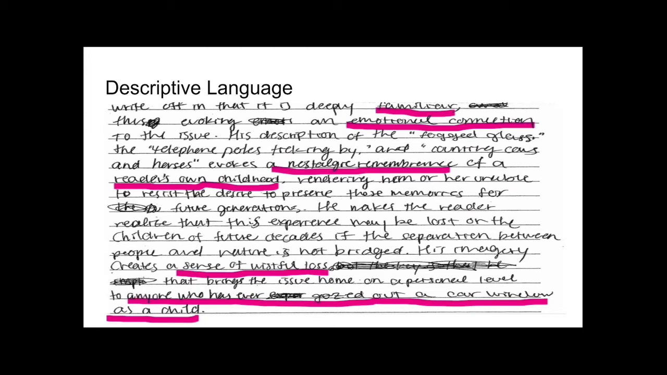Now let's look at the same student's descriptive language. The way that the student then talks about the quotes in order to develop the why of her claim, or his claim. Familiar, deeply familiar, emotional connection, nostalgic remembrance, reader's own childhood, sense of wistful loss. And then at the end, brings the issue home on a personal level to anyone who has ever gazed out a car window as a child.